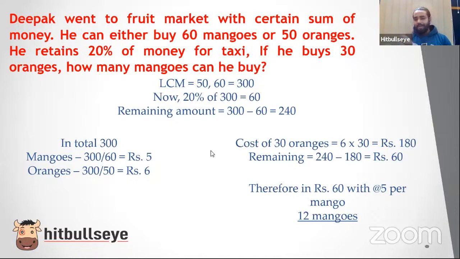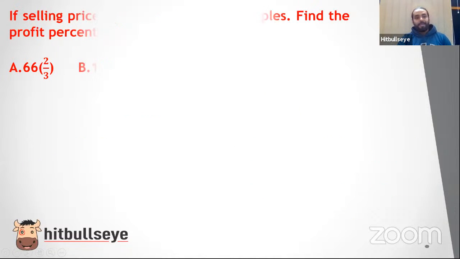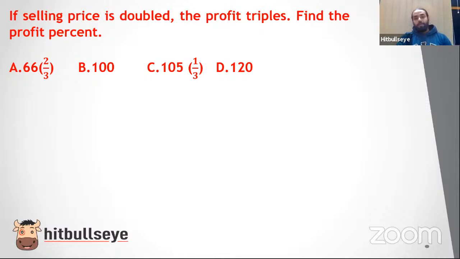Okay, moving on. This was a very good question. I do like this question. Okay, now if selling price is doubled, the profit triples. Find the profit percentage. A small question, in very simple language it says that the selling price is doubled, the profit triples. Find the profit percentage.